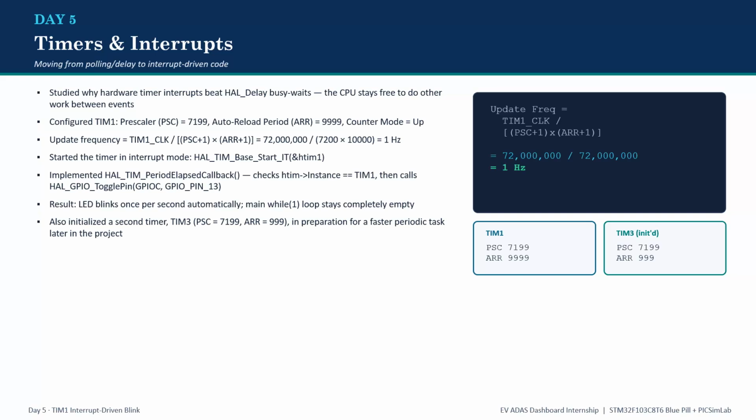Plugging in the numbers, 72 million divided by 7200 times 10,000, which is 72 million divided by 72 million, giving exactly 1 hertz. So the timer fires an interrupt once every second.